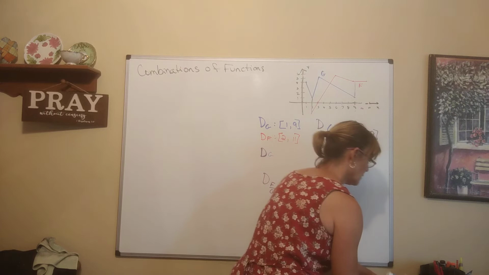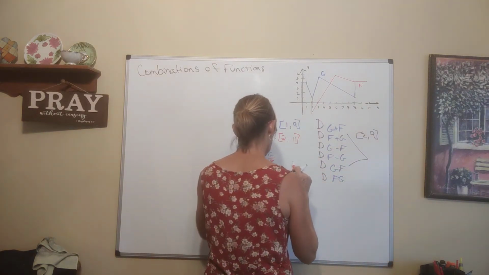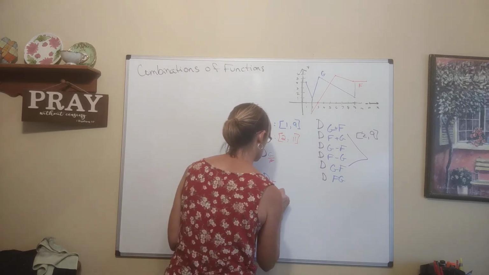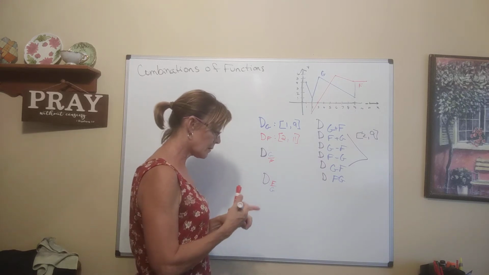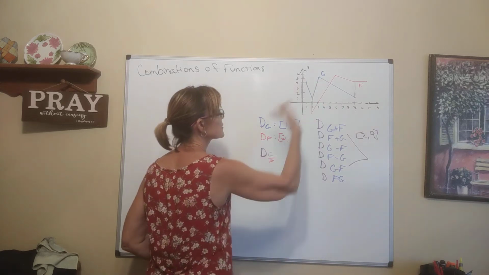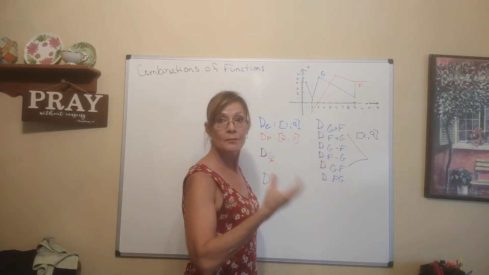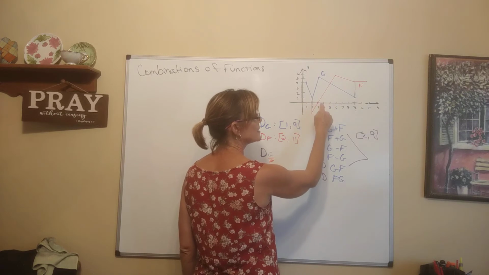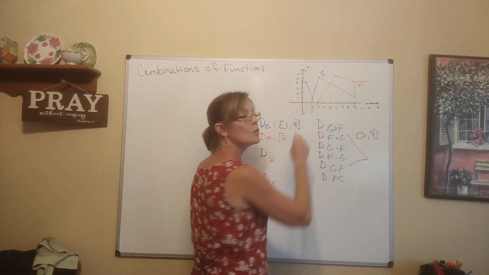G over F. Or F over G. Okay, so here, when we're doing G divided by F, F is in the denominator. That's what we cannot let, we can't divide by 0. So we look at this graph and we say, does the red function, the F function, ever become 0? And it does. The x-axis is where the y value is 0, and it becomes 0 right here. And you say, well, what x value is that? That x value is 3.